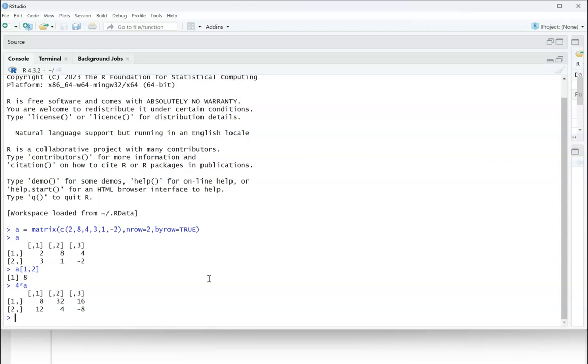If I wanted to type this in by the row, let me just put the matrix in again. I'm going to type in the same matrix. If you use the rbind command, then I should be able to just type it in as lists of the rows. So the first row was 2, 8, 4, so I put that in a list, separate it with a comma, and put in the second row as a list.